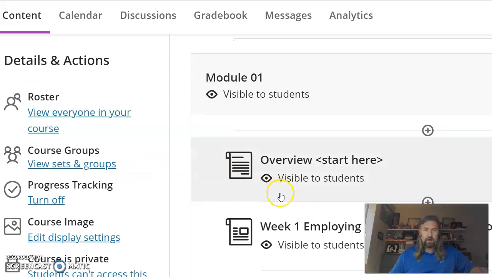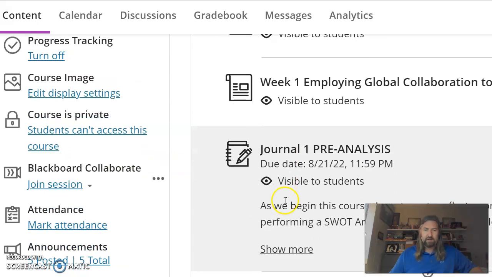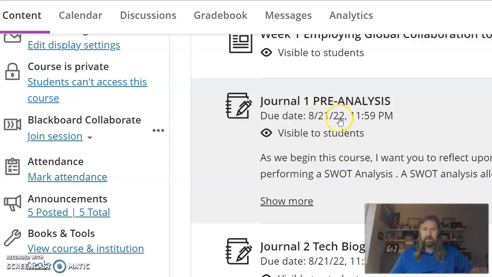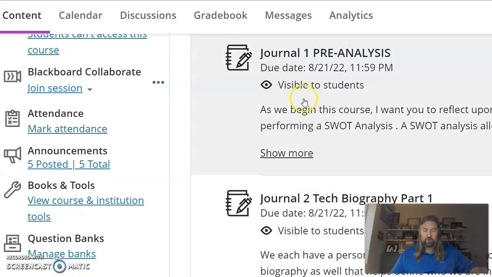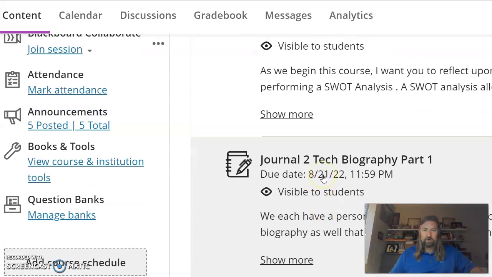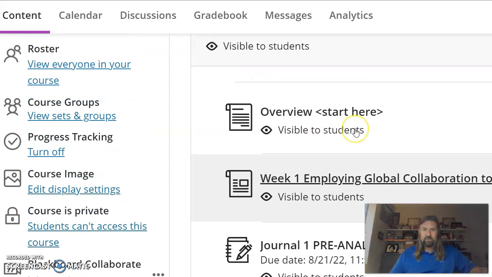So I have the assignments here for this week. The end of week 1 is the 21st, August 21st, Sunday at 11:59. That's when you have to have Journal 1 and Journal 2 turned in. You also have a lot of reading to do, and you need the book to look at.